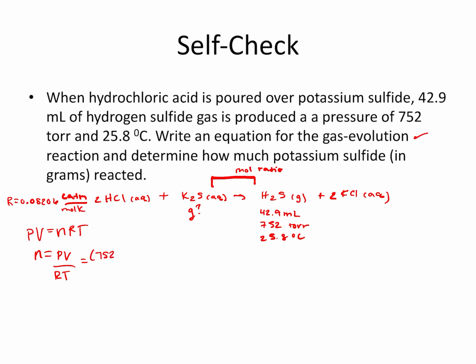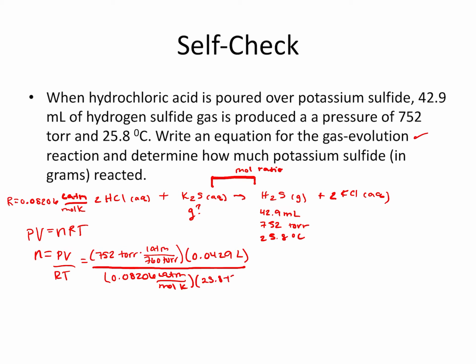So 752 torr times 1 atmosphere over 760, times 0.0429 liters, just dividing it by 1,000, divided by R, 0.08206 liters atmospheres per mole Kelvin, and then 25.8 plus 273.15 Kelvin. And then this gives you 0.00173 moles of hydrogen sulfide gas.